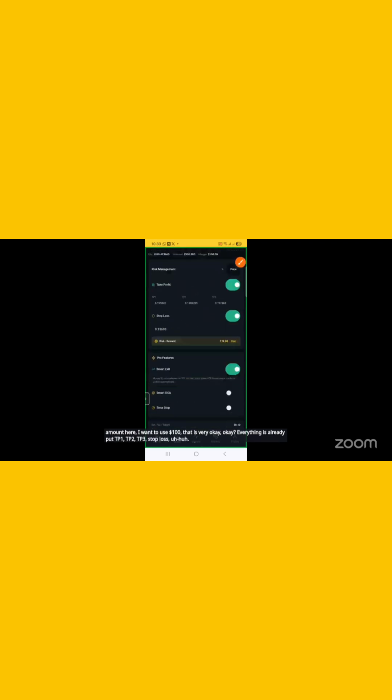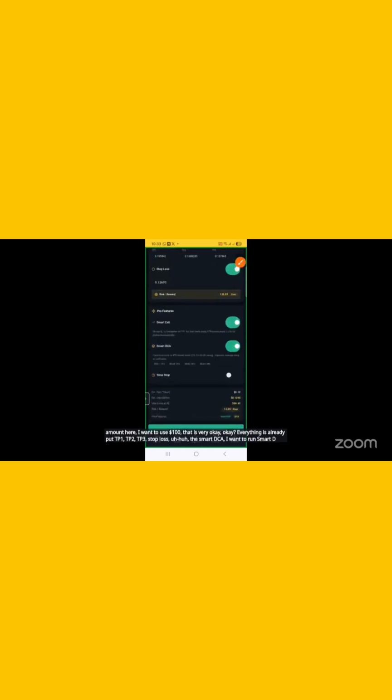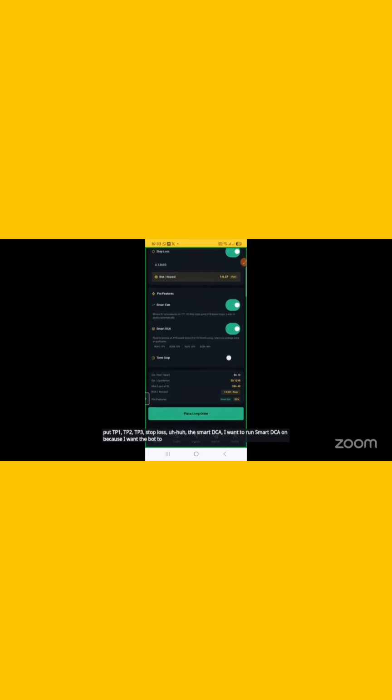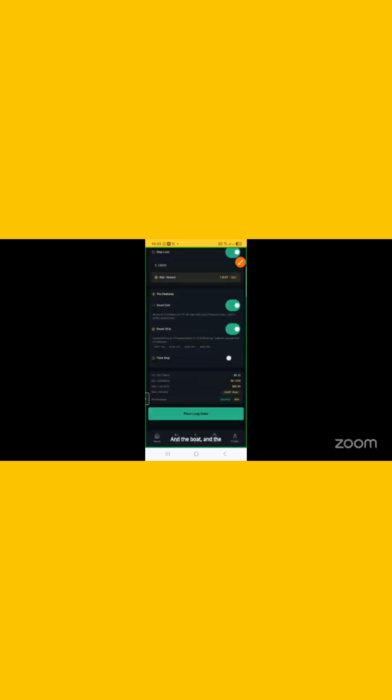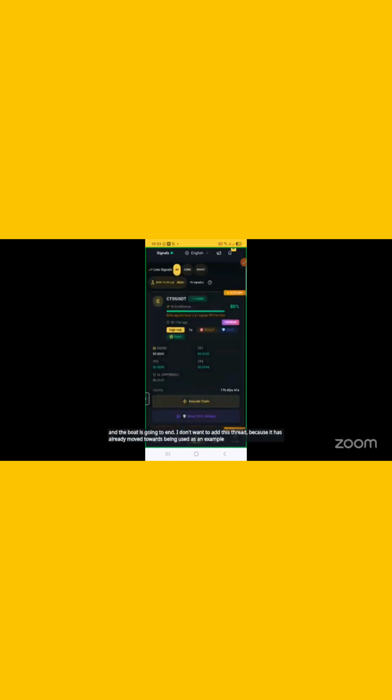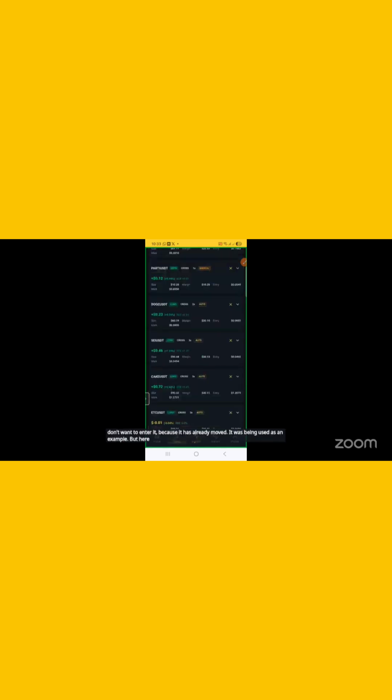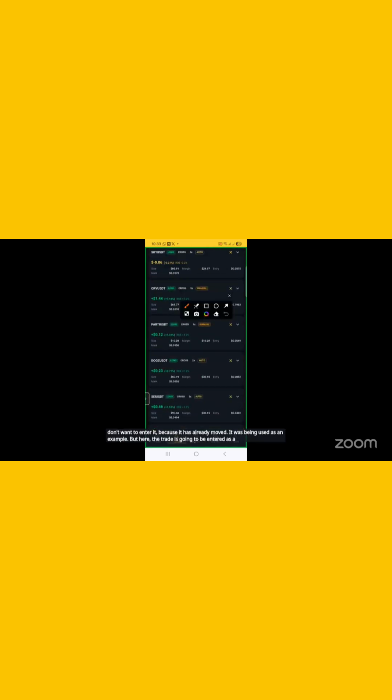The smart DCA, I want to turn smart DCA on because I want the bot to use smart DCA on this button. I click on place long and I come here and I confirm by clicking on confirm long kite, and the bot is going to enter. I don't want to add this trade because it has already moved a lot. It was being used as an example. But here, the trade is going to be entered as a manual trade.